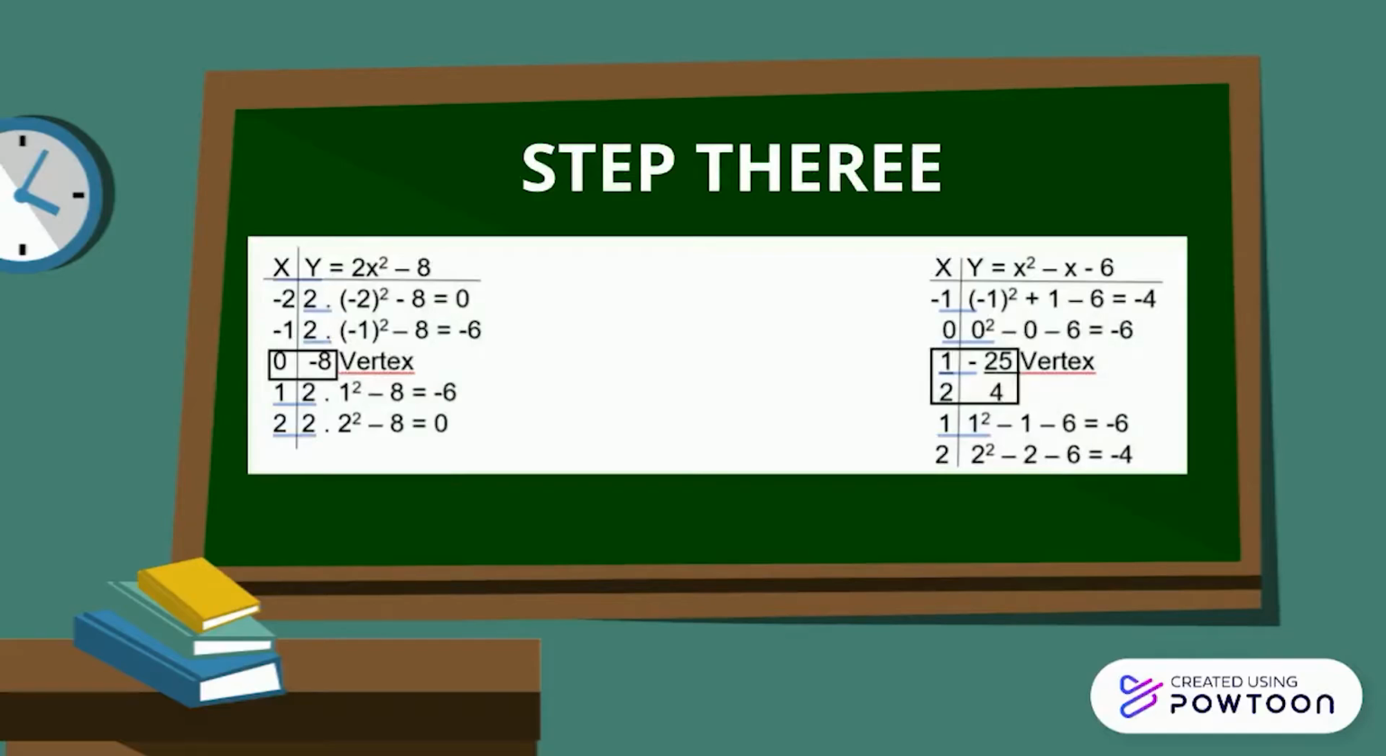Then, if x equals negative 1, y equals negative 1 squared plus 1 minus 6. If x equals 0, y equals 0 squared minus 0 minus 6. If x is equal to a half, y is equal to negative 25 quarters. If x is equal to 1, y is equal to 1 squared minus 1 minus 6. If x equals 2, y equals 2 squared minus 2 minus 6.